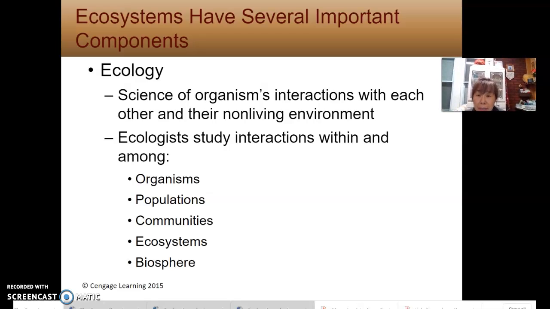So the ecosystem. Ecology is the science of organisms' interactions with each other and with their non-living environmental components. And ecologists study interactions within and among organisms, populations, communities, ecosystems, and the biosphere.